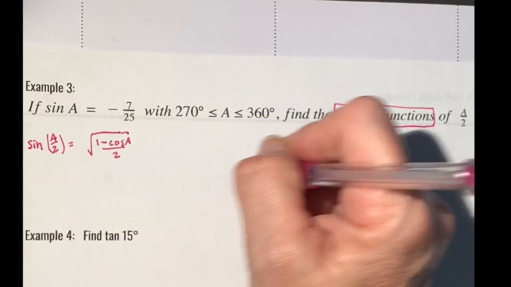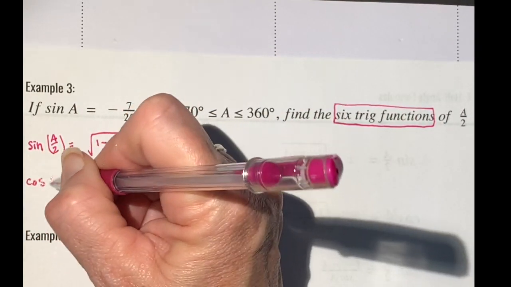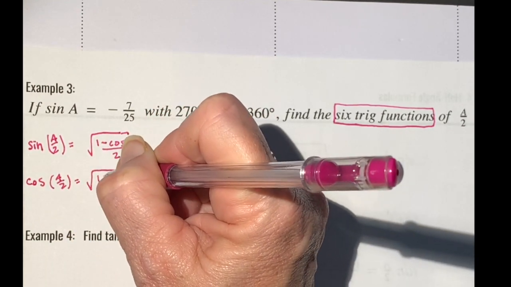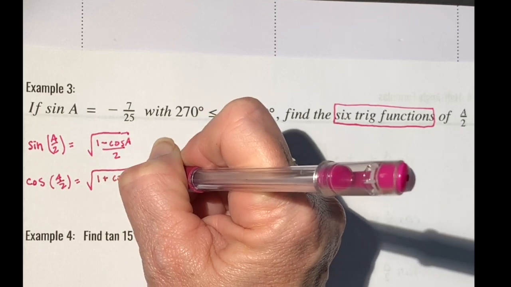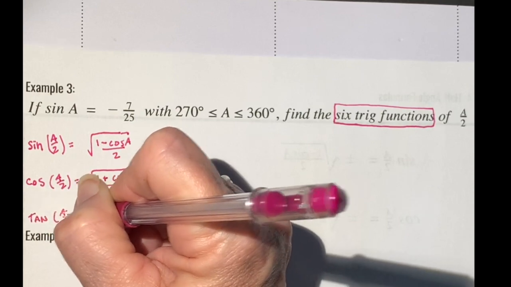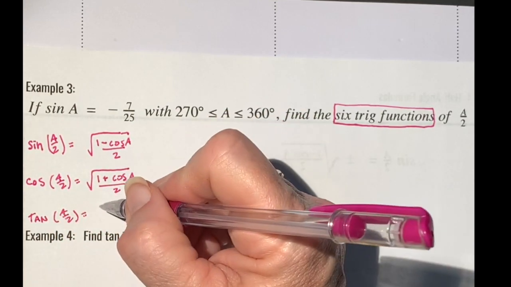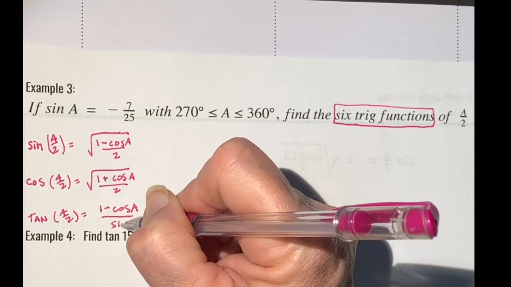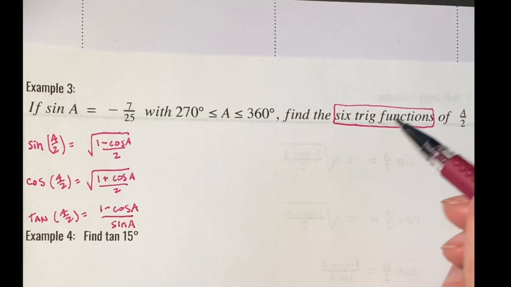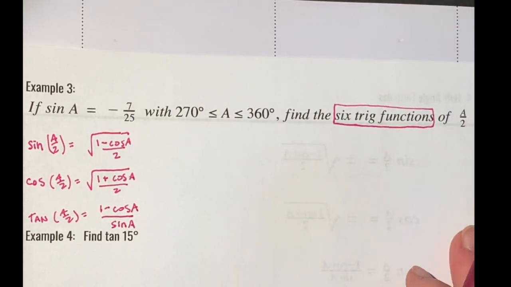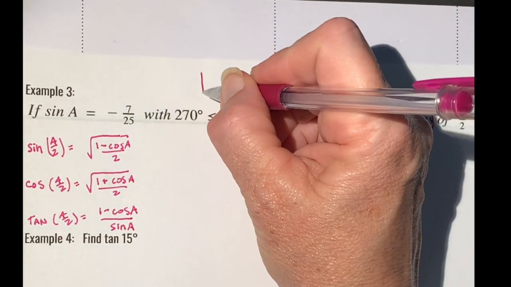I'm going to work horizontally this time. Cosine of A over 2 is equal to the square root of 1 plus cosine A over 2. And the tangent of A over 2 is, I'll go with the same formula I used last time. I could use either one of them. So I basically need to know the cosine of A and the sine of A just like last time. I know the sine. Let me just come up here in the margin where I've got a little bit of room and draw that out.